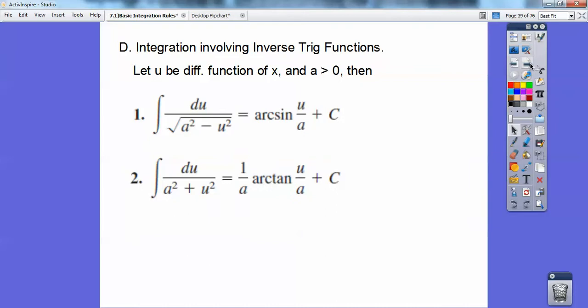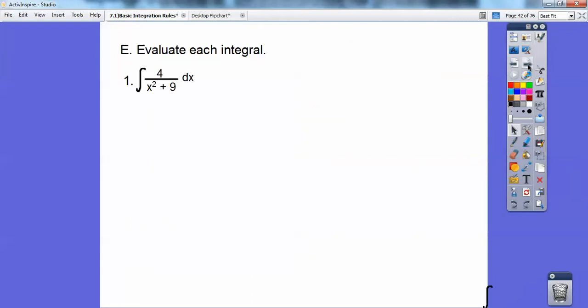Okay, so notice there's no square root on that. So a is just a constant, you guys. And then there's arc secant if it follows this pattern right here. So we're going to do examples of all of these coming up. Okay. So evaluate each integral. All right, so here's this one.